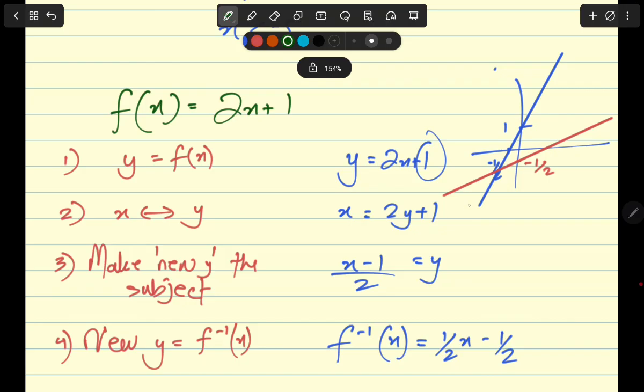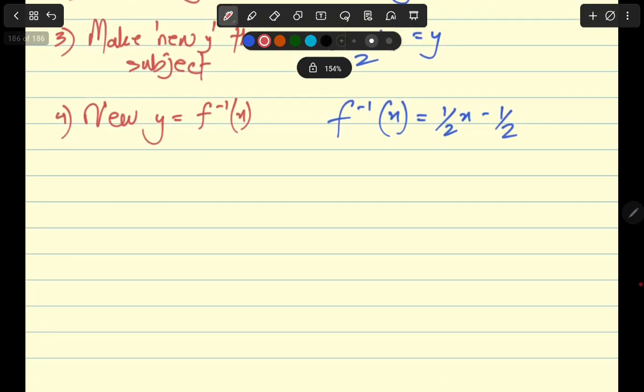And clearly this is a reflection on the line y is equal to x. So this is the line y is equal to x, this is y equals f(x), and this is the inverse function that we just found, right? So this is how you do it.